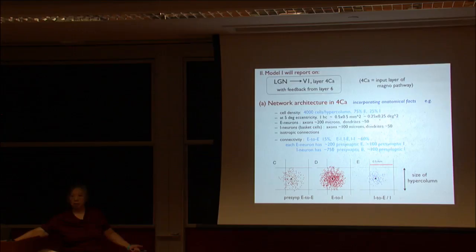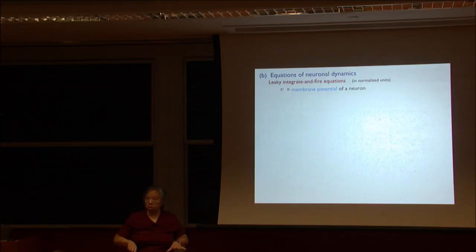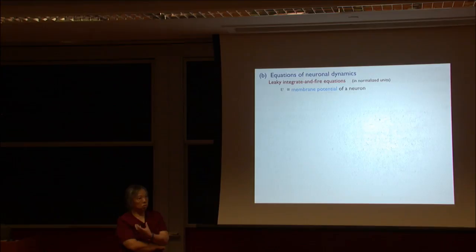Okay? So now the equations for the neuronal dynamics. So remember, this is a big dynamical system made up of little tiny ones, which are neurons. Okay? So for neurons, we're using integrate-and-fire equations, which essentially means that we suppress all the biochemical reactions and only focus on the electrical properties. Okay? And the biochemical properties are only reflected in how fast they cause something to happen.